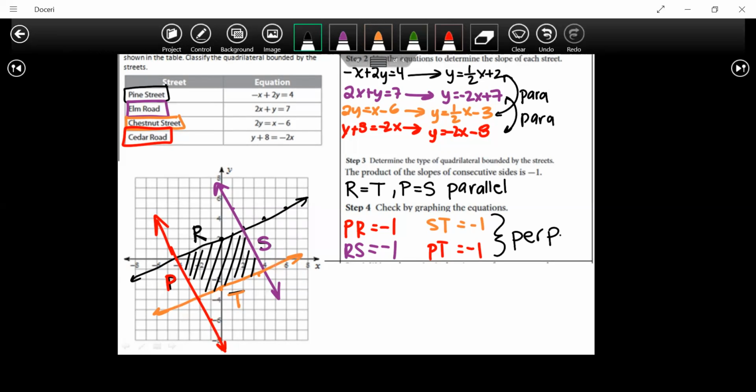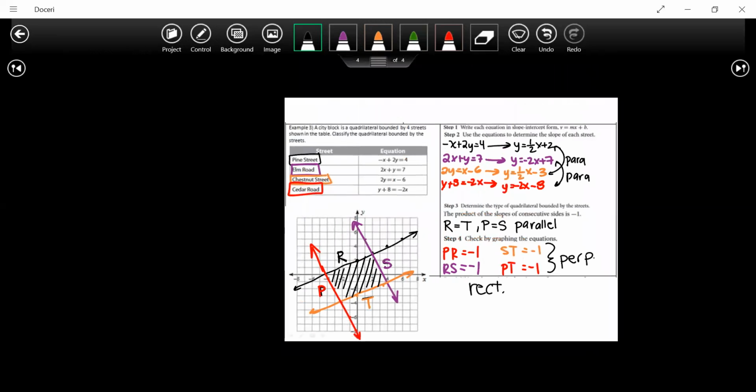Okay. We have opposite sides that are parallel, and we have right angles. What can it be? Is it a rectangle? What would happen if we found that they were parallel but not perpendicular? Parallelogram. Okay, rectangle. And that's how you want to do those problems.